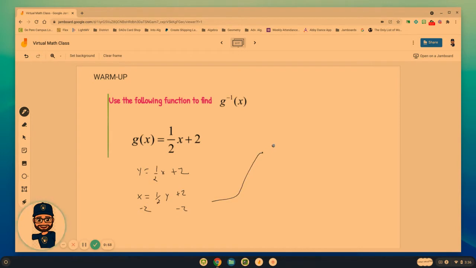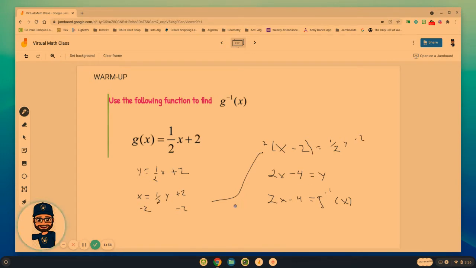I'm going to carry my work over here. x minus 2 equals 1/2 y, and to get rid of the 1/2, we multiply both sides by 2. And that's where we've got to be careful on this side. Multiplying by 2 gives me 2x minus 4 equals y. But then we're going to change that y value to show that we really found the inverse of that g function. All right, so there's the inverse of 1/2 x plus 2.